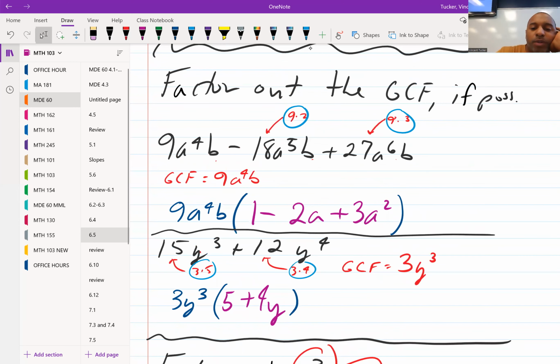15y cubed plus 20 of y to the fourth. GCF here is 3y cubed. 15 is 3 times 5. 12 is 3 times 4. And we have y cubed and y to the fourth. So the most we can pull out, once again, is the smallest number, which is y cubed. You pull 3y cubed out of the 15y cubed, you're left with 5. Bring it out of the 12y to the fourth, you're left with 4y.